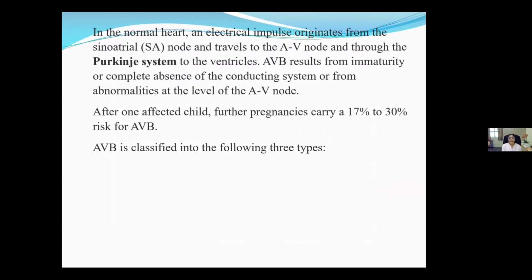So in the normal heart, an electrical impulse originates from the SA node and travels to the atrioventricular node and through the Purkinje system into the ventricles. Atrioventricular block results from immaturity or complete absence of the conducting system or from abnormalities at the level of the atrioventricular node. After one affected child, further pregnancies carry a risk of about 17 to 30% of atrioventricular block.